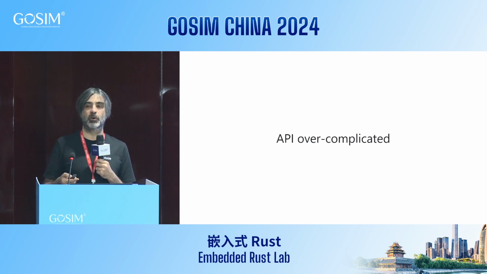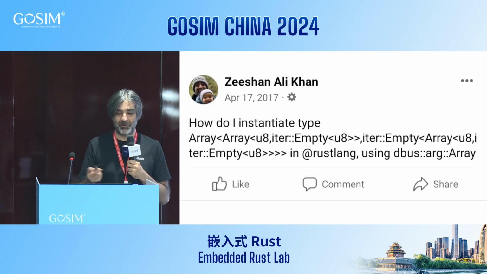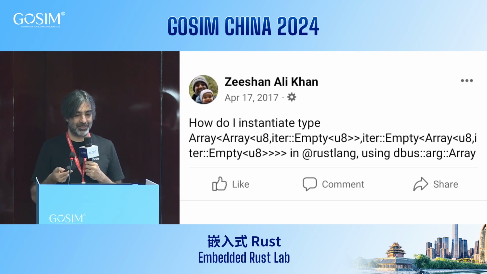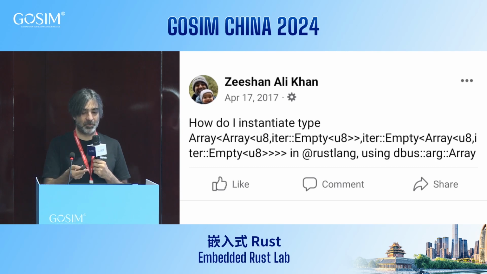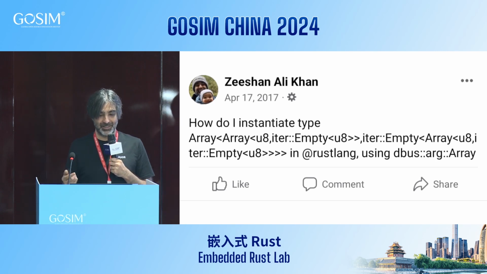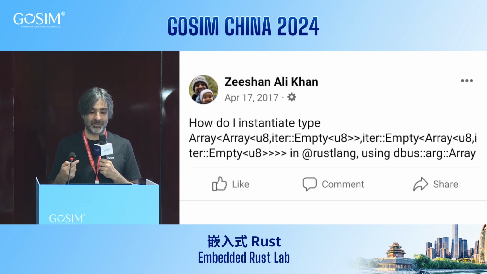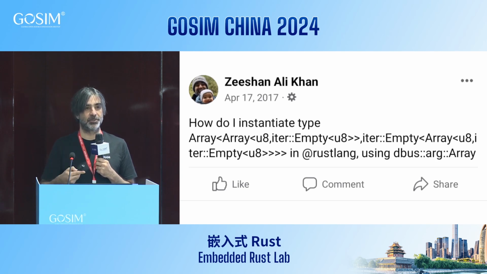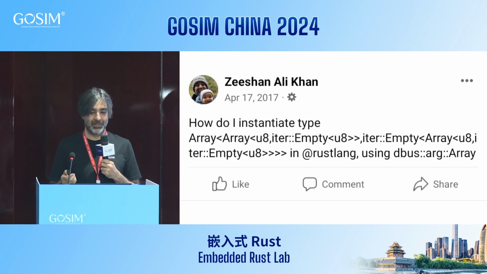API was especially overcomplicated. I remember this from 2017. At that time, when I was trying to use it, I posted this on Facebook, and I was like, "How to instantiate this type, very complicated type?" As you can see, you get a head explosion. Your head explodes because it's so complicated, especially if you are new to Rust, which I was at the time.